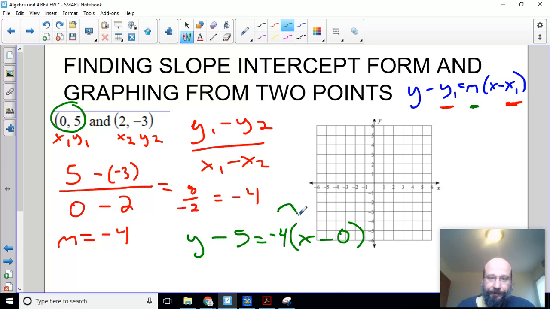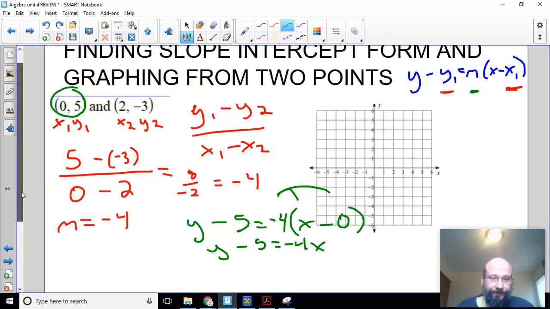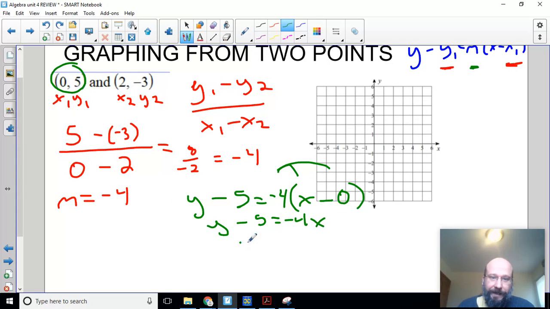And now we distribute. So we have y minus 5 equals negative 4x. Anything times 0 is 0. And then I got to move negative 5 over. So that's y equals negative 4x plus 5. And finally, I can graph it.